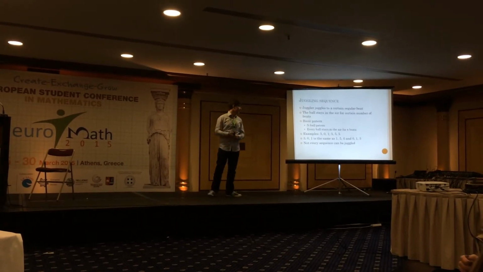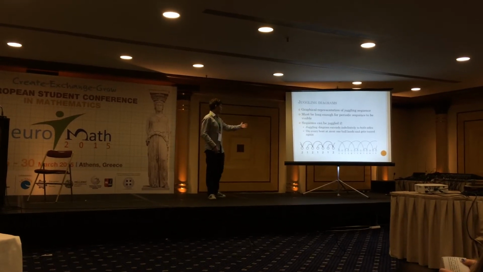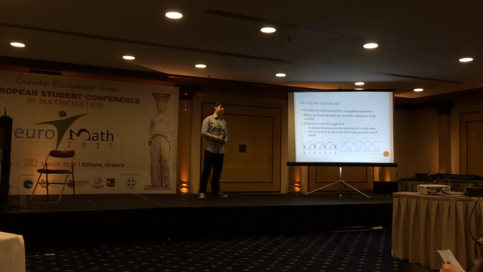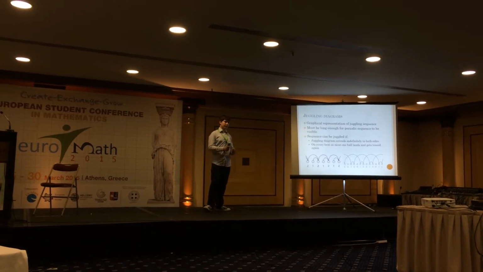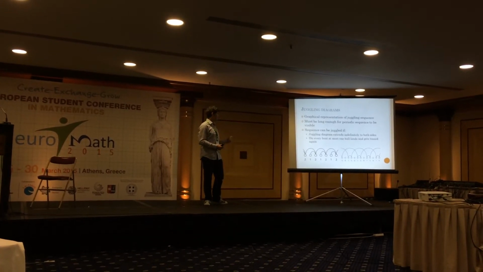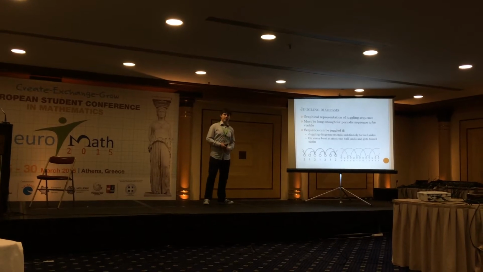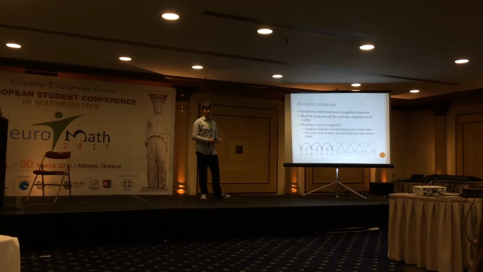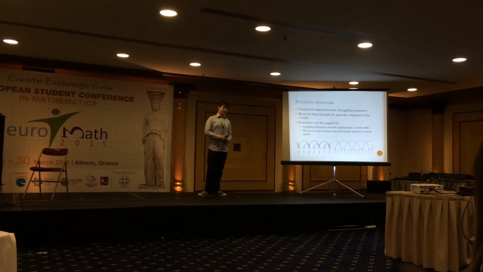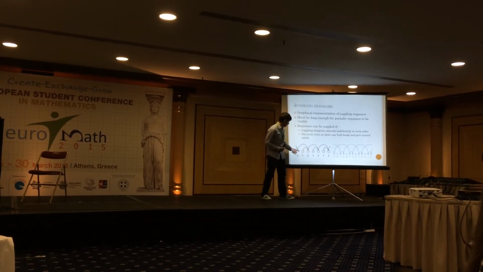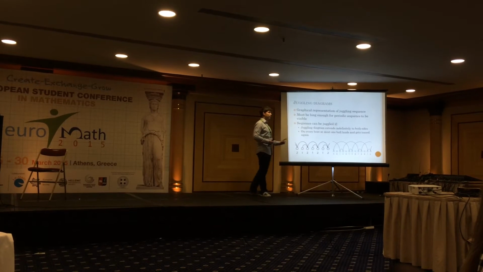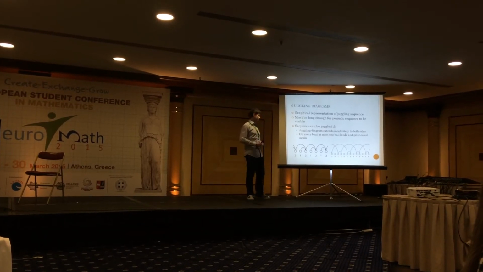To check if a sequence can be juggled, use a juggling diagram. It's a graphical representation of a juggling sequence. It must be long enough so it can capture the periodic nature of that sequence. A sequence can be juggled if the diagram extends indefinitely to both sides, and if on every beat, on this timeline of beats, at most one ball lands and gets tossed again.